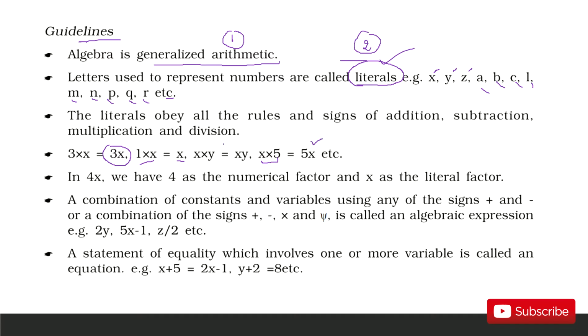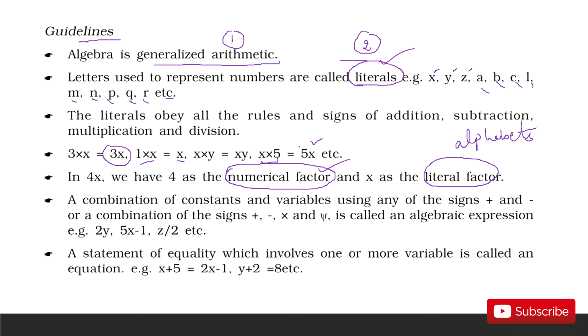So in 4x, we have 4 as the numeral factor and x as the literal factor. Friends, I would like to introduce you to two terms here. First is numeral factor and next is literal factor. Literal factors are in the form of alphabets, right? And numeral factors are the coefficients in front of them.